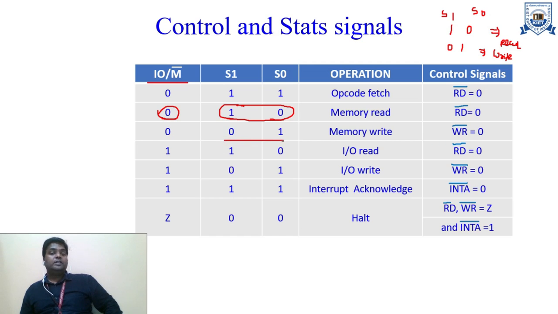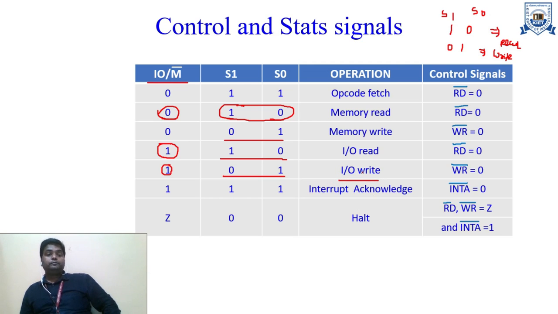What is the value of S1 S0? That is 0 1, that means the write operation is performed in memory. Similarly, if IO/M complement is equal to 1 and S1 and S0 is equal to 1 0, that means the read operation is performed, but where? From input output devices. 0 1 means the write operation is performed, and since here it is 1, it is to input output devices. That's why it is IO write.